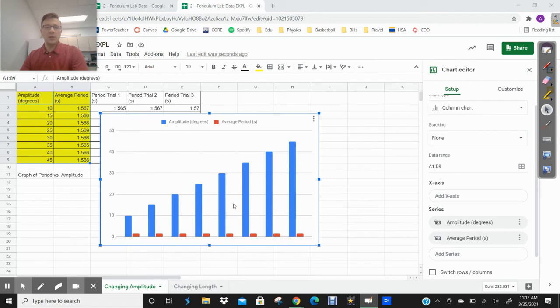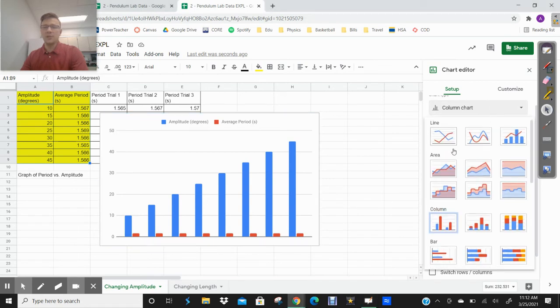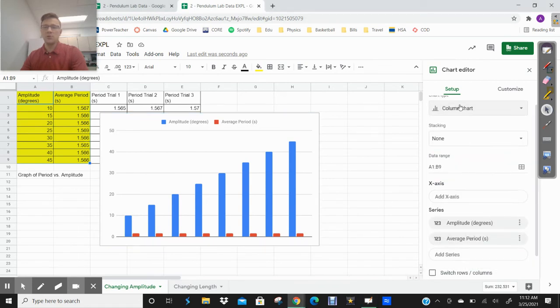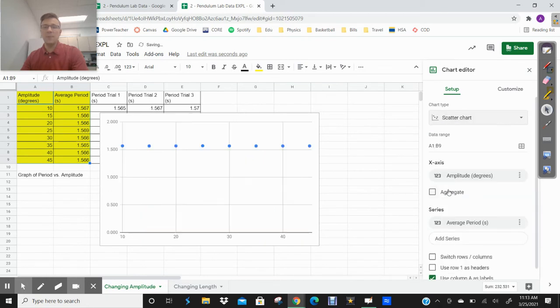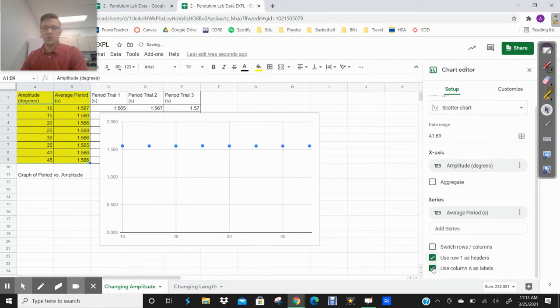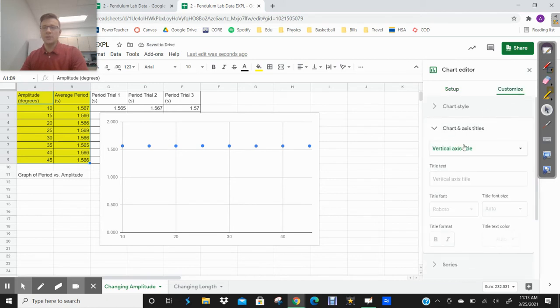So this one has populated a bar chart for me, and I don't want that. So I want to scroll down on the chart under setup and chart type. You're going to scroll down beneath the pie chart, click the scatter plot. It does look a little bit better here, but I have no title. I have no labeled axes. I do want to make sure these two boxes are checked down here.